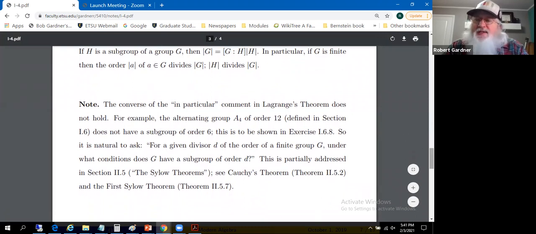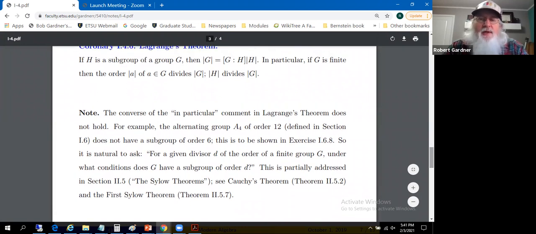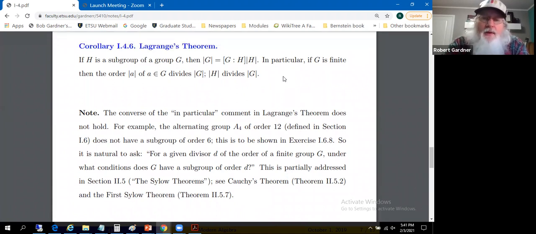But the converse of this particular statement doesn't hold. That is, we stated here, if H is a subgroup, then the order of H divides the order of G in the finite setting. Well, the converse of that would be if I have a divisor of the order of G, then I have a subgroup of that order. Well, it isn't true. The alternating group, we'll deal with alternating groups in section 6. The alternating group A4 is of order 12, and it doesn't have a subgroup of order 6.